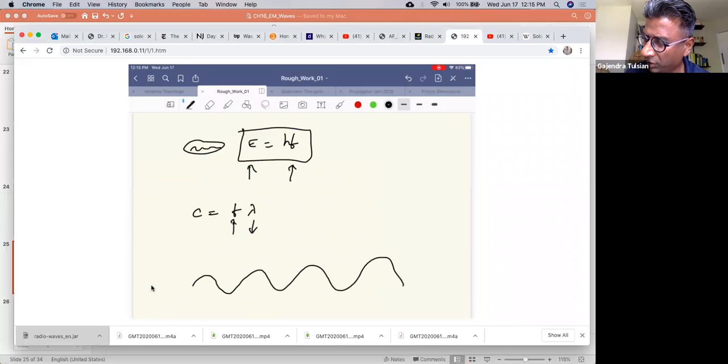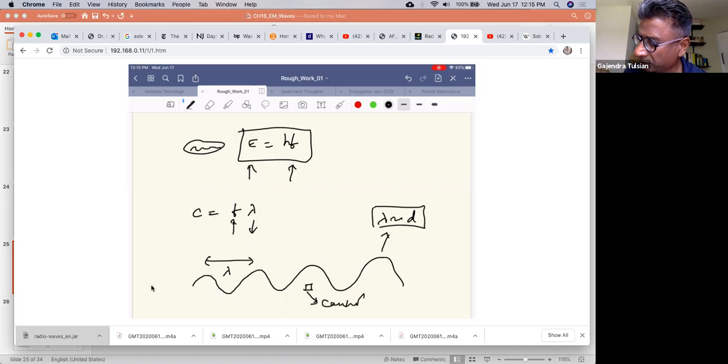Here's an electromagnetic wave. Here's the wavelength. If you're using this wave to see stuff, the smallest object you can see is roughly of the order of the wavelength. If an object was this tiny, you cannot see this using this wavelength. Of course, you can see anything bigger. So the smallest object you can see is of the size of the wavelength.